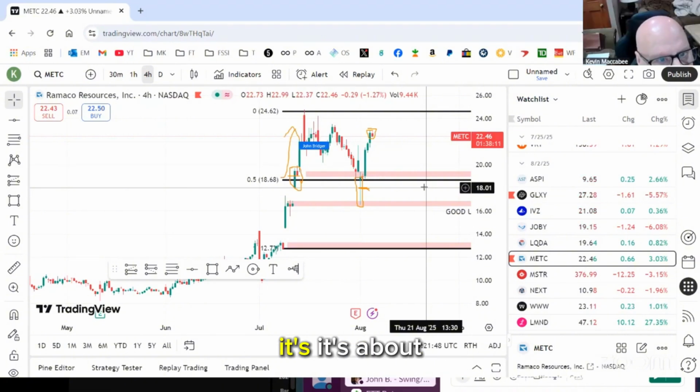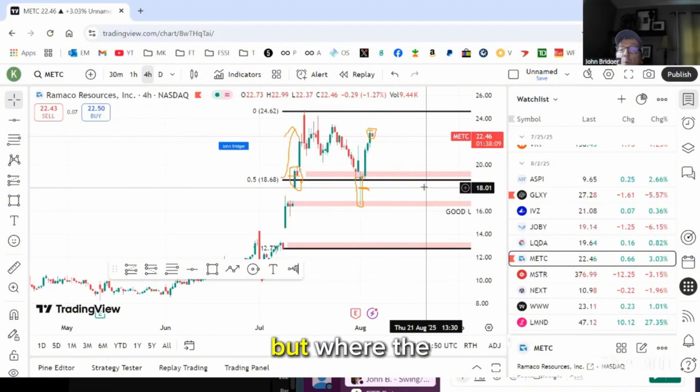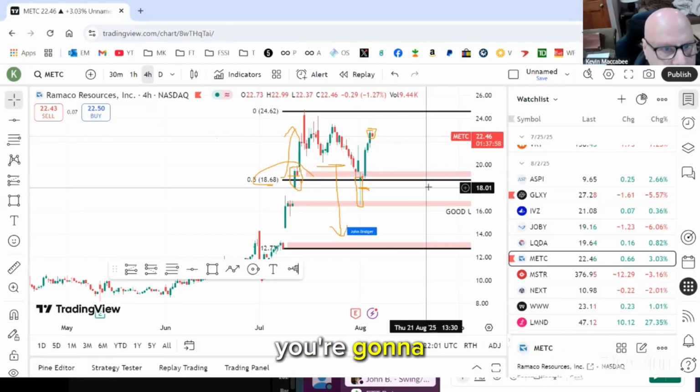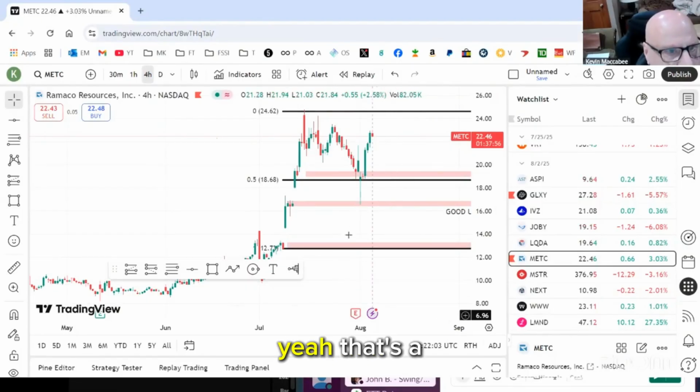And remember, it's not just the candle, but where the candle is, right? As long as that candle's in that 50% retrace, you're basically going to be generally in this area and lower. If you take that trade, you're crazy. You're not winning money in the long run. Yeah, that's a bad trade.